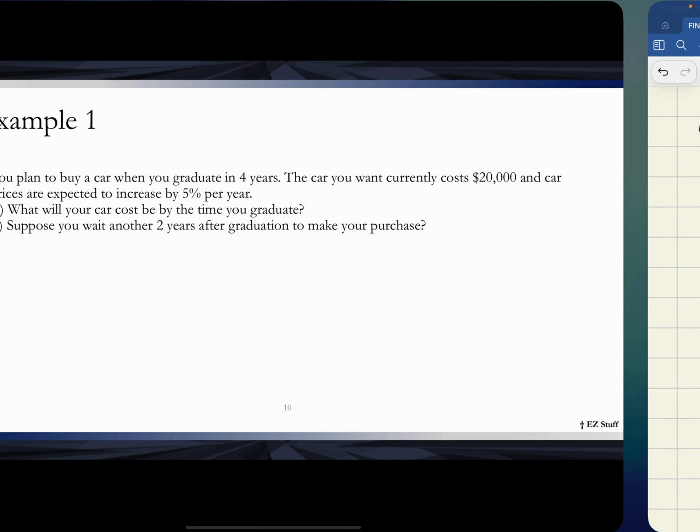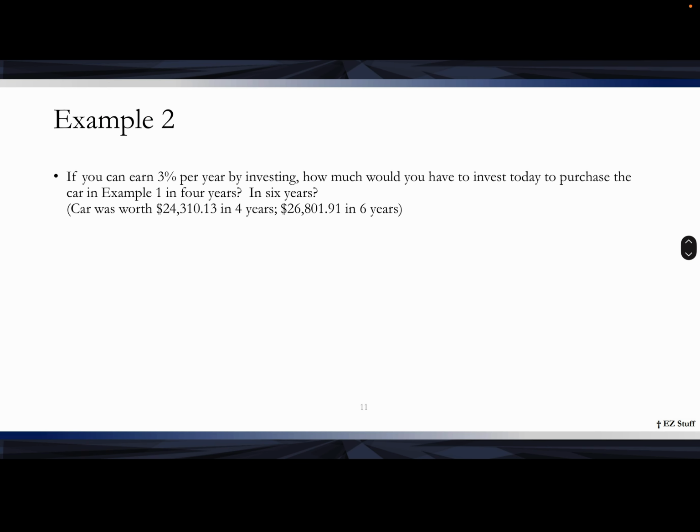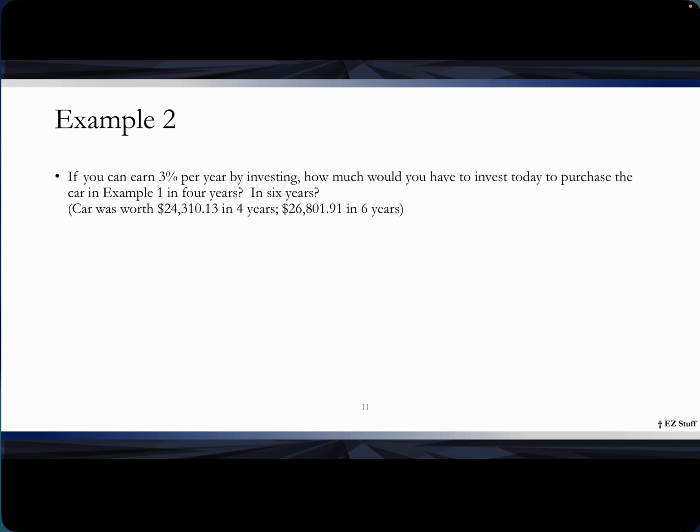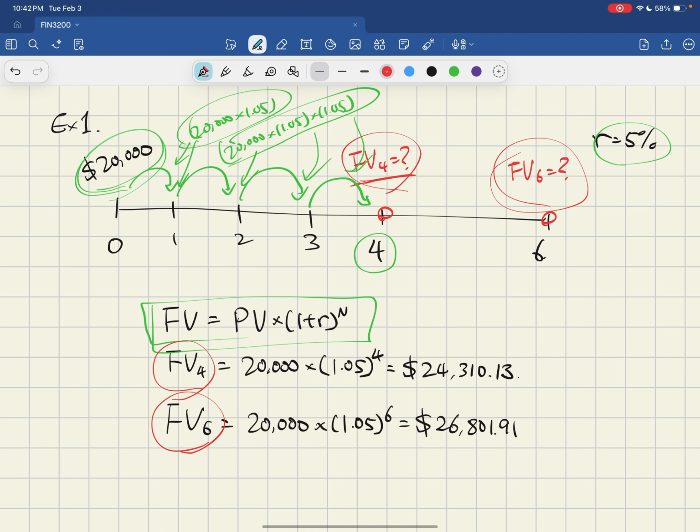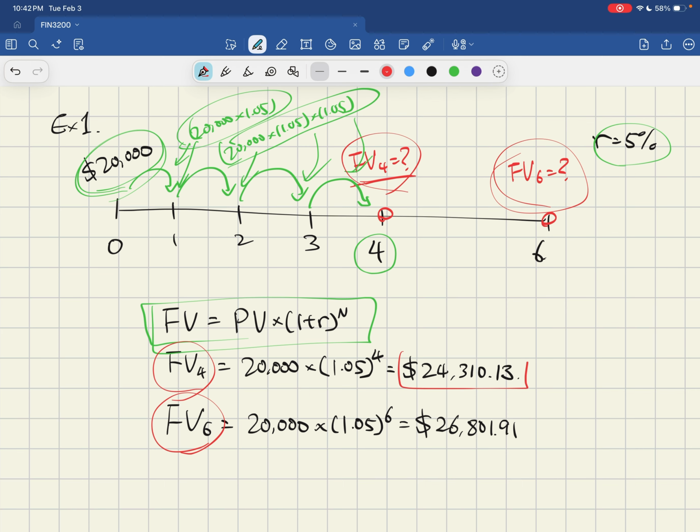Okay, so let's look at example 2. It's related. It says, if you can earn 3% per year by investing, how much would you have to invest today to purchase the car in example 1 in 4 years and in 6 years? Okay, so we just found the prices of the car in example 1. So let's go back to the solution. So we're gonna use these values as the target values and try to determine how much you would have to invest today.